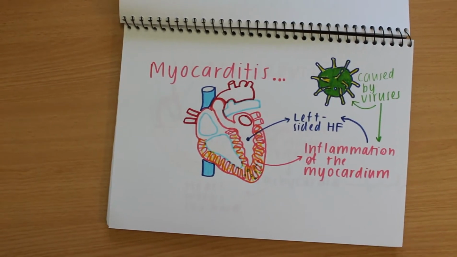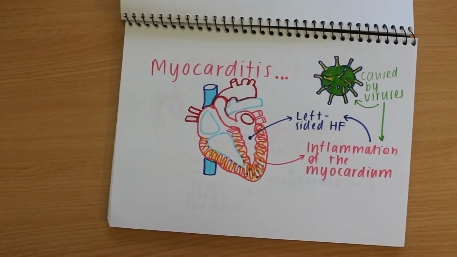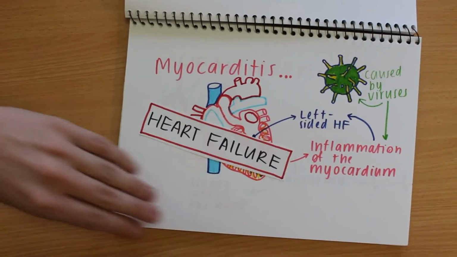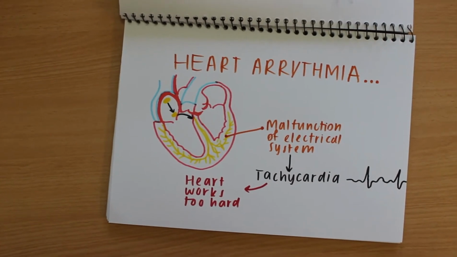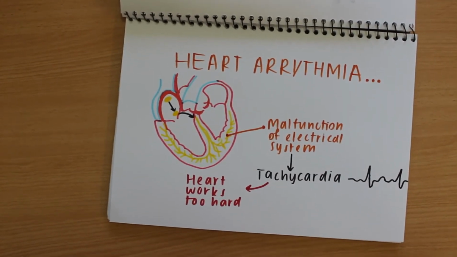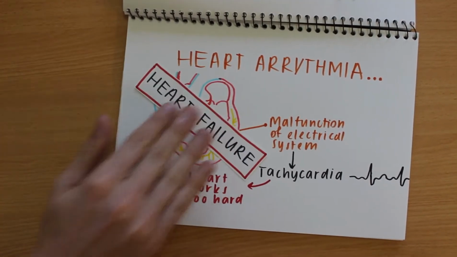Myocarditis is an inflammation of the myocardium. It's most commonly caused by a virus and can lead to left-sided heart failure. Another factor that can lead to heart failure is abnormal heart rhythms, which may cause your heart to beat too fast, causing tachycardia and creating extra work for your heart.